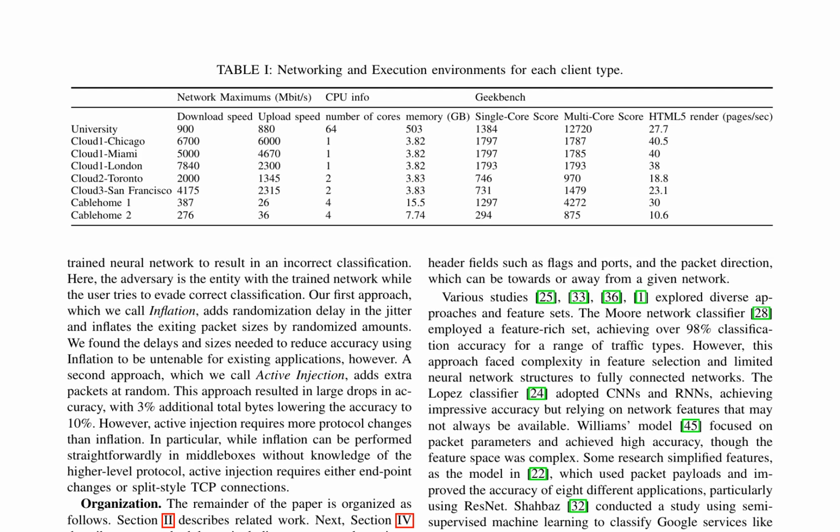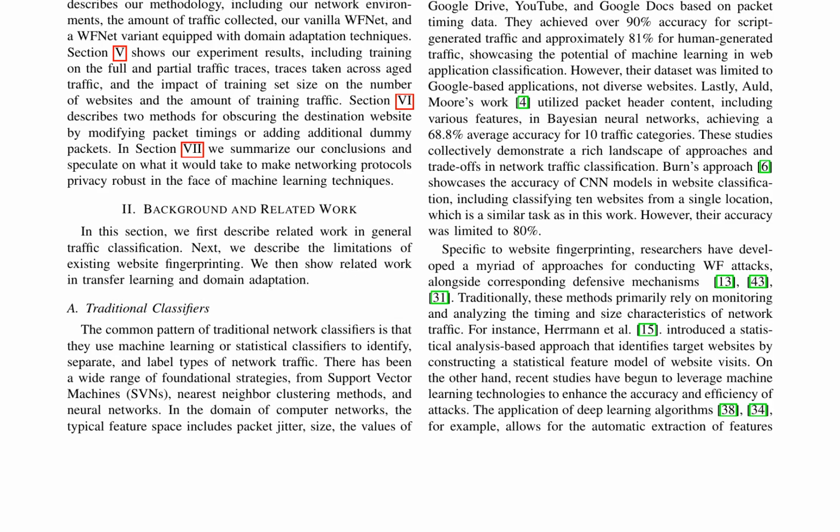The authors present a new method for website fingerprinting using a deep learning model called WFNet, which utilizes convolutional neural networks, CNNs, and recurrent neural networks, RNNs, to classify websites based on their network traffic. They compare their approach with other state-of-the-art models, including the Moore classifier, Lopez classifier, Williams's model, and Old's Bayesian neural networks.